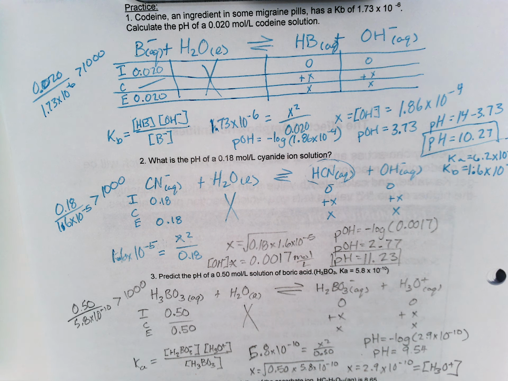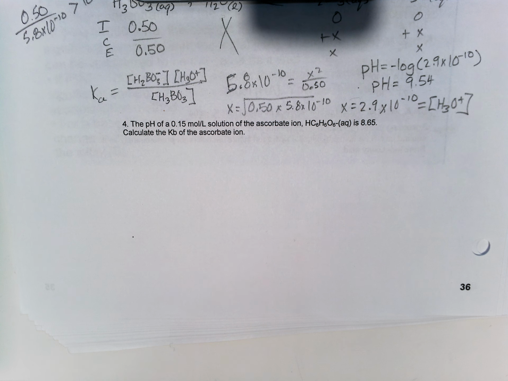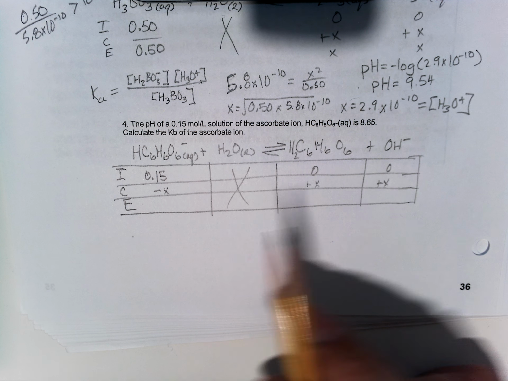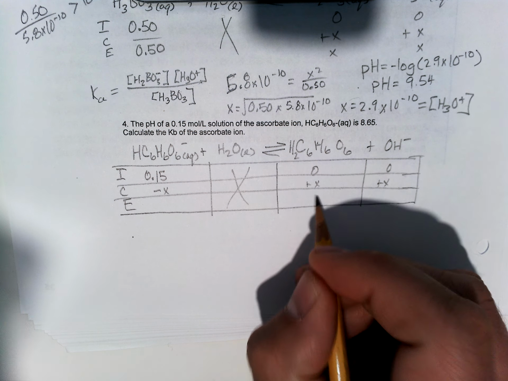If you do get any of those on your assignment that just don't make sense, just let me know. And again, you can always check the answer key and just see how I did it. Last question. So the pH of a 0.15 mole per liter solution of the ascorbate ion is 8.65. Calculate the Kb of the ascorbate ion. So same thing, write out the formula. This is my equation, ice table. These will both be x, or actually they aren't going to be x. We're going to use this to solve for x right now.